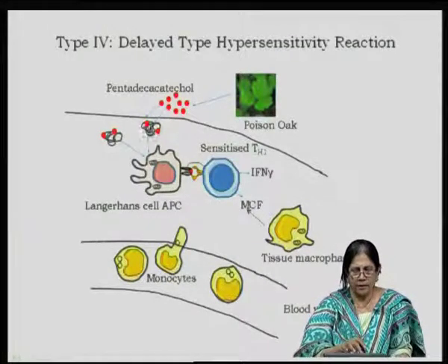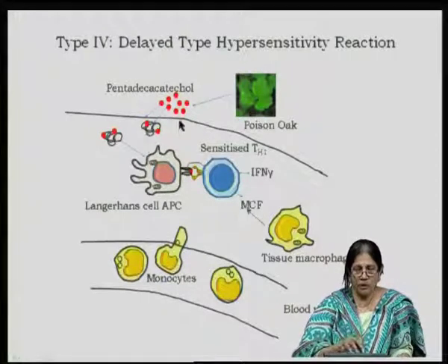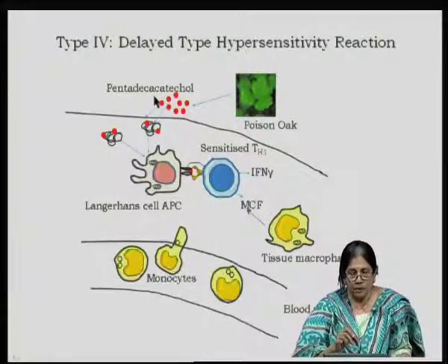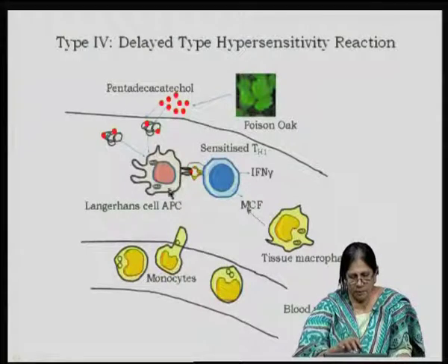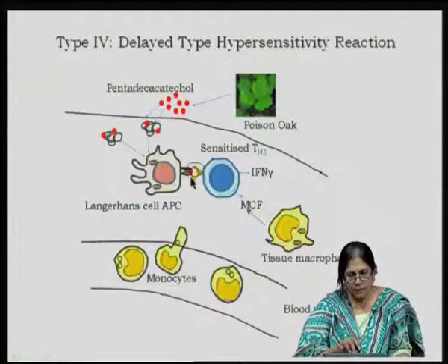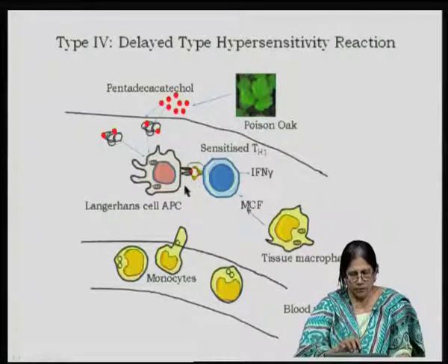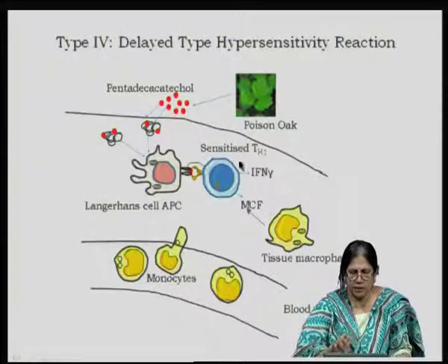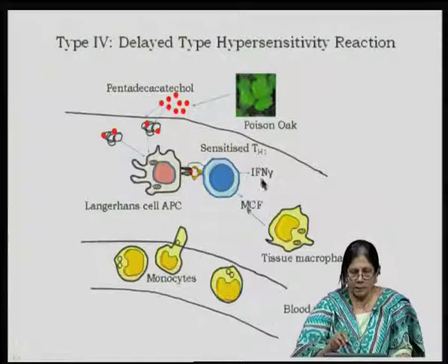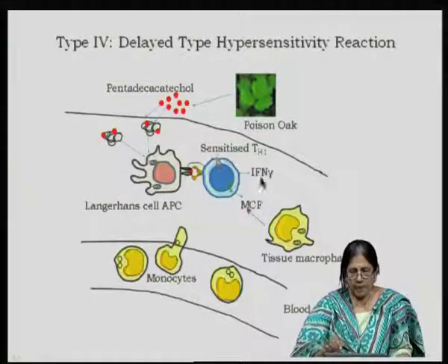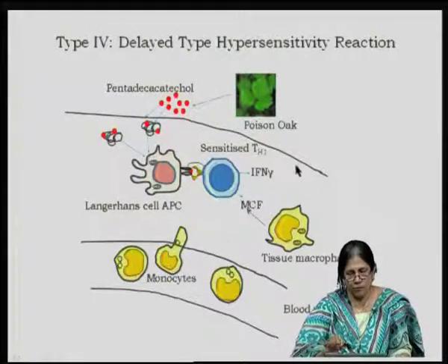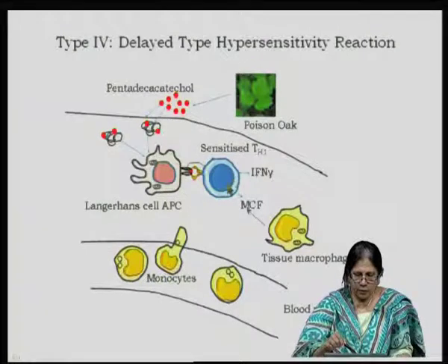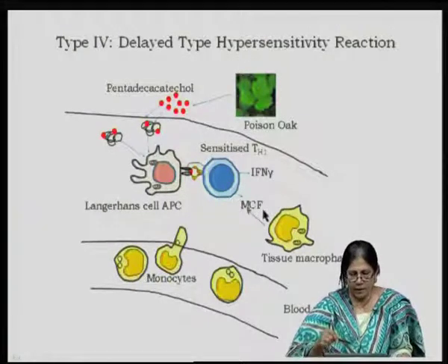They would take the entire skin protein, which has been modified because of binding to pentadecacatechol, and the molecule is now presented in the context of class 2 molecules on the APCs. Therefore, they present the antigen to Th cells, the helper cells. The Th1 cells get sensitized by this, and they start secreting gamma interferon as well as macrophage monocyte chemotactic factors.